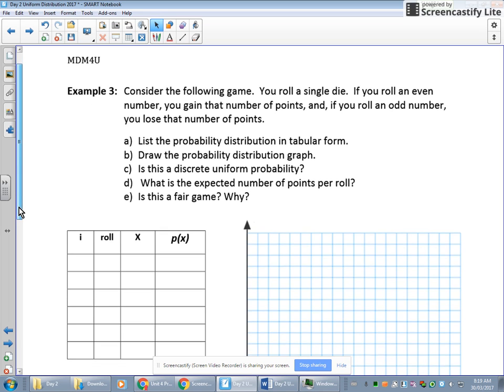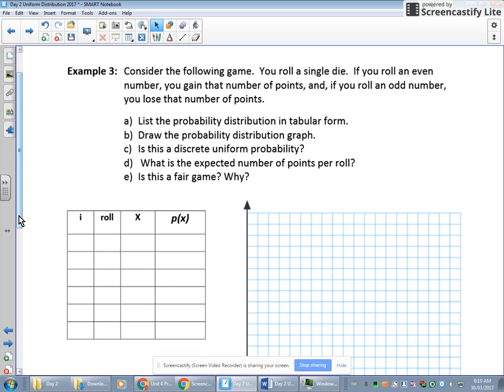Okay, we're now on page 3 of our notes. Here we have an example. Consider the following game. You roll a single die. If you roll an even number, you gain that number of points. And if you roll an odd number, you lose that number of points.